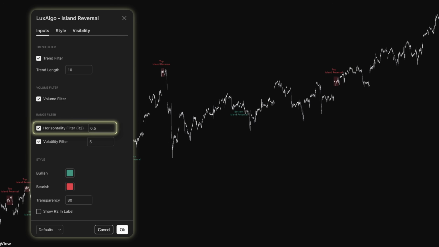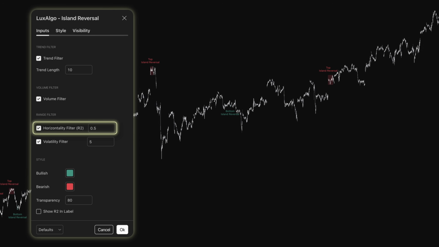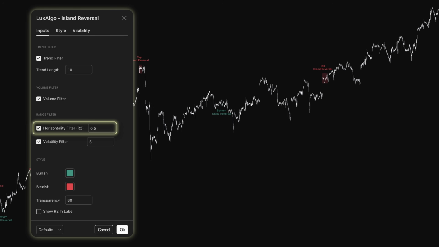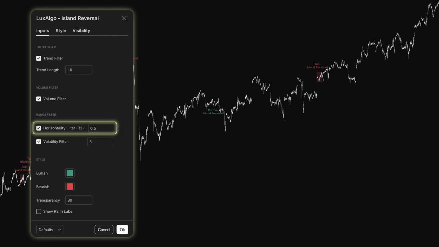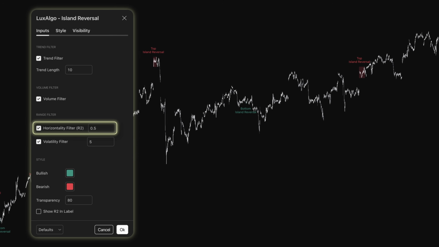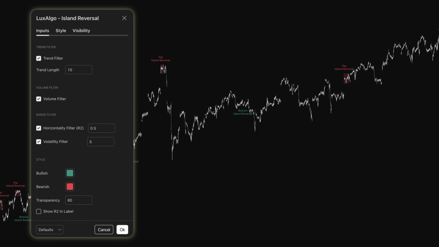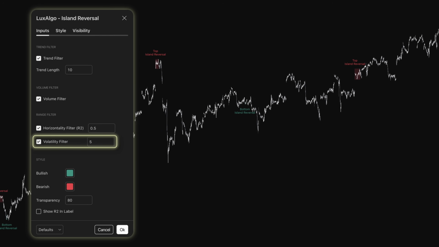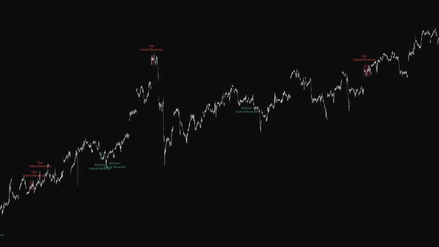The horizontality filter applies R-squared statistical analysis to closing prices within the island, measuring how closely price resembles a flat horizontal line. Lower R-squared values indicate sideways consolidation, while higher values reveal trending behavior. Islands qualify only when R-squared falls below the threshold, ensuring genuine consolidation. Volatility filtering uses ATR-based range comparison, qualifying islands only when total height stays below the threshold.